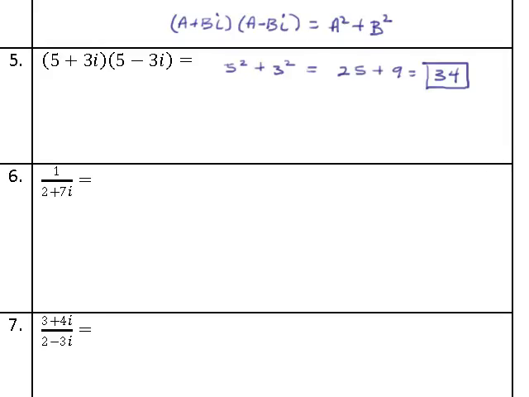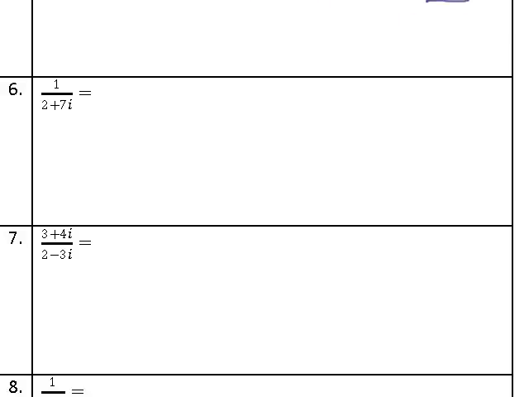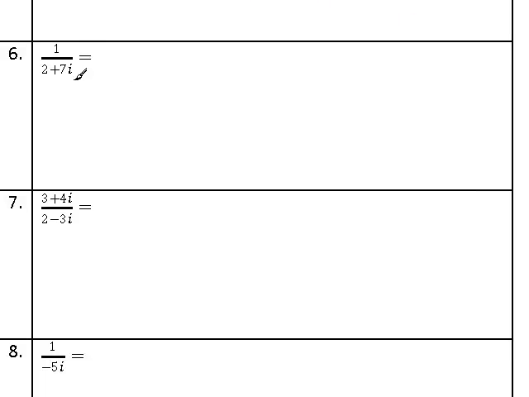All right. In number 6, we are looking for the reciprocal of 2 plus 7i, or you can think of this as dividing 1 divided by 2 plus 7i. And the way we divide complex numbers is we're going to multiply top and bottom by the conjugate of the denominator. In this case, the denominator is 2 plus 7i. So we're just going to multiply top and bottom by 2 minus 7i, the conjugate.